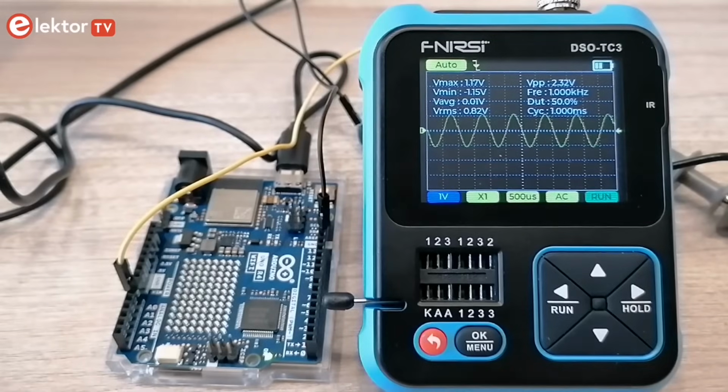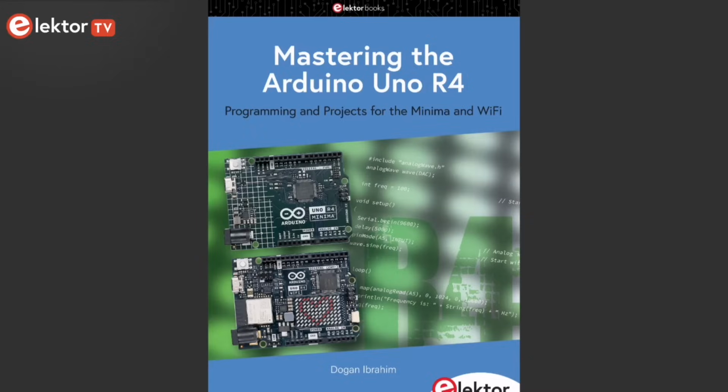I also tested the program Sine Wave from the book to generate a sine wave with a frequency of 1 kHz and an amplitude of 2.5 volts. Here you can see the output waveform on my oscilloscope.